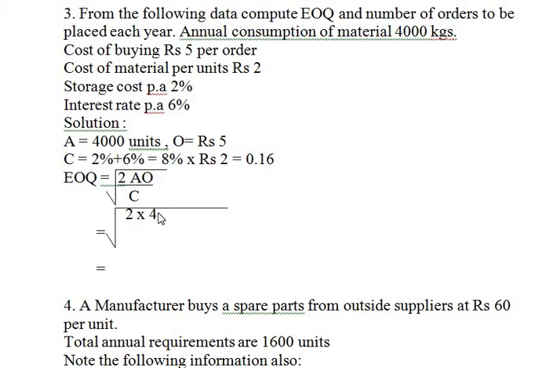2 into 4000, 4000 units into O, which is rupees 5. Okay, now divided by C. C is how much? 0.16. Okay, now calculate this. So that will be 500 units.